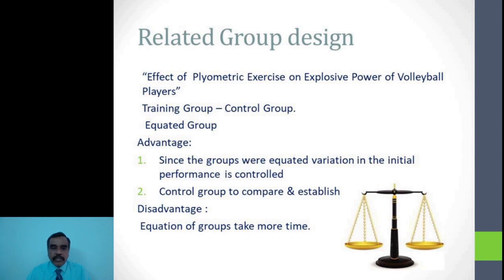There is a control group to compare and establish your result. So there is a control group to compare and authentically say whether your training improved the explosive power or not.